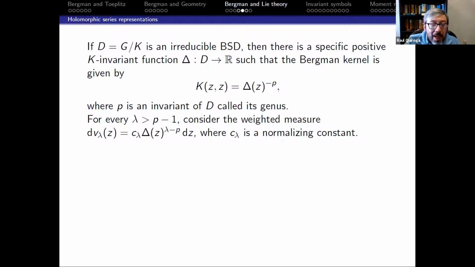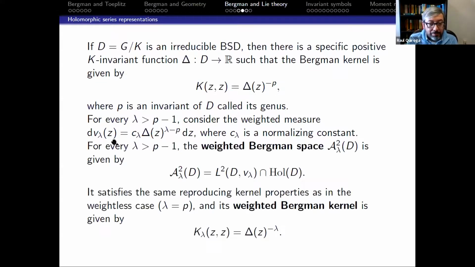Just to explain how things are going on here, I'm using here lambda. Nicolai was using lambda minus P. So there is a shift from the people working with, say, Toeplitz operators and representation theory. Whole family of other finite measures.